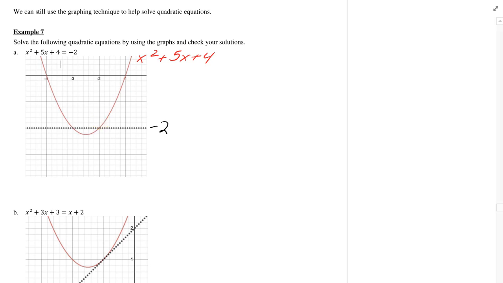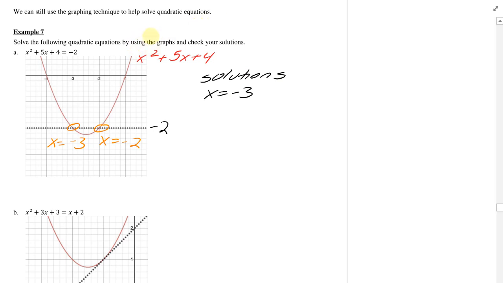Now, when I look at this, I see 2 points of intersection right here. What are these points? Let's label them. I don't even need to know what the point is, right? I just need to know what the x coordinate is. So if I look up here on the x-axis, I can see that the x coordinate here is x equals negative 2. And for this one here, if I come up, this is x equals negative 3. So my solutions are going to be x equals negative 3 and x equals negative 2.